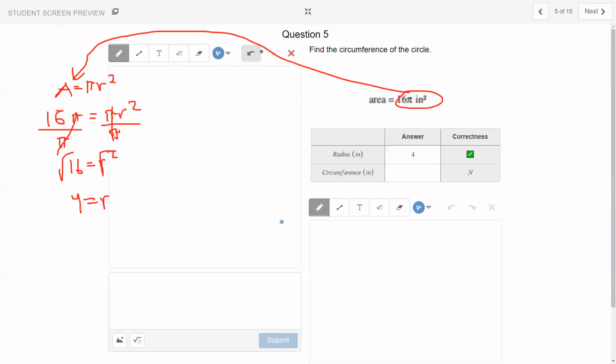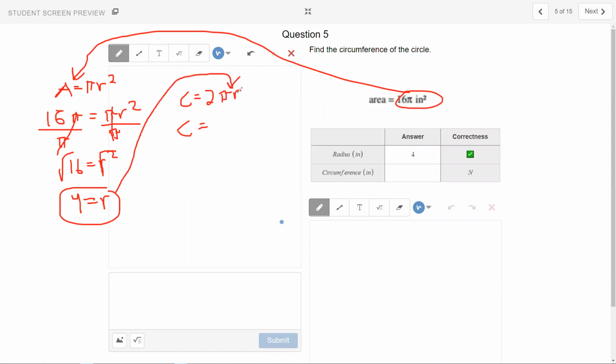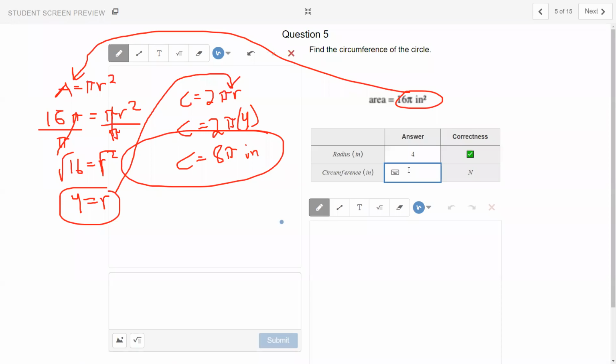All right, we want to find the circumference. The circumference is equal to 2 pi r. So we're going to take the radius and we're going to substitute it into the circumference formula. So that's 2 times pi times 4. 2 times 4 is 8. So it's going to be 8 pi inches. So we should put in 8 pi.